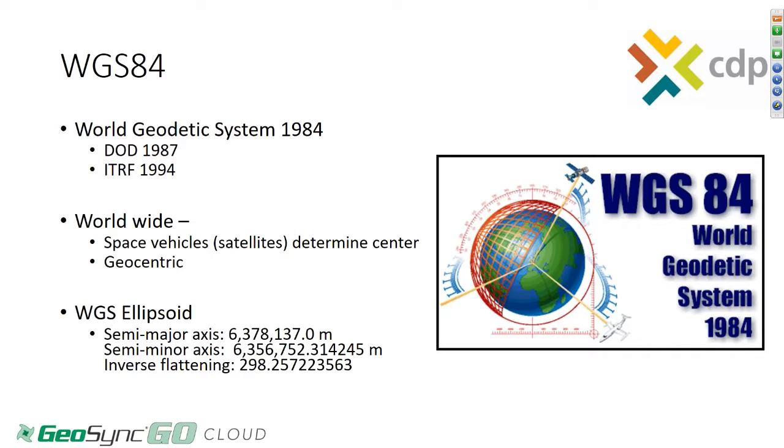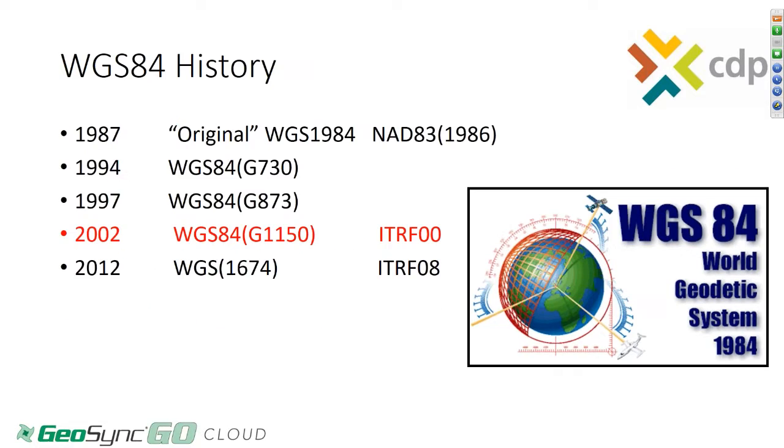The WGS84 ellipsoid is almost exactly the same as the ellipsoid for NAD83. There's very, very little difference, a minor difference. So for all practical purposes, we're using exactly the same ellipsoid for both NAD83 and WGS84.